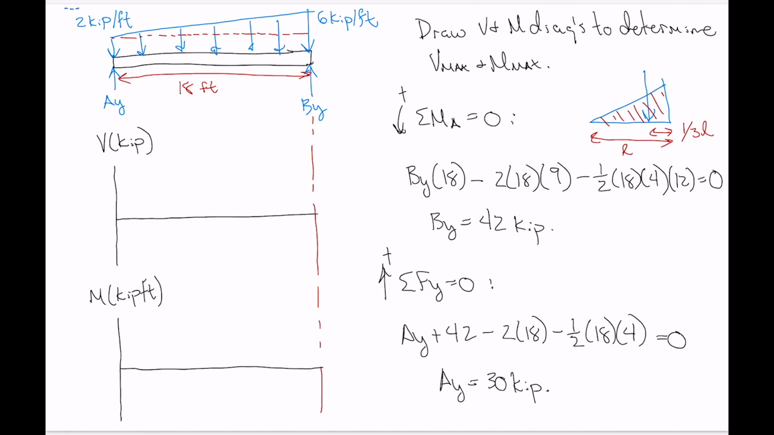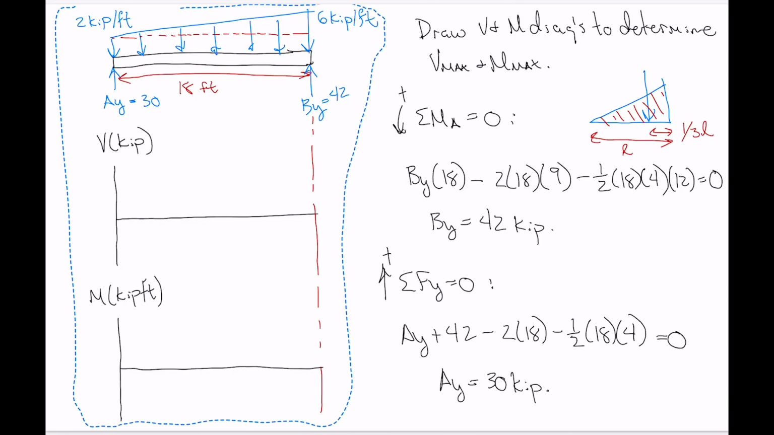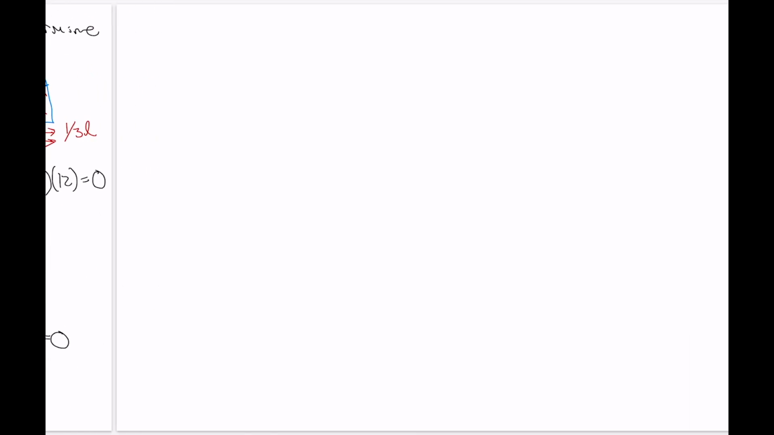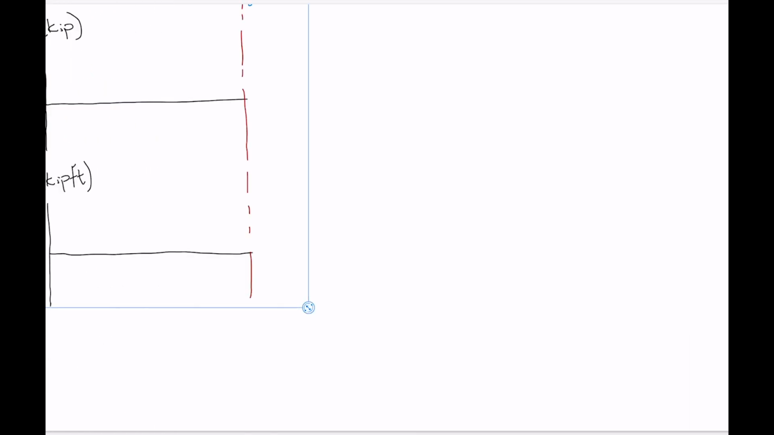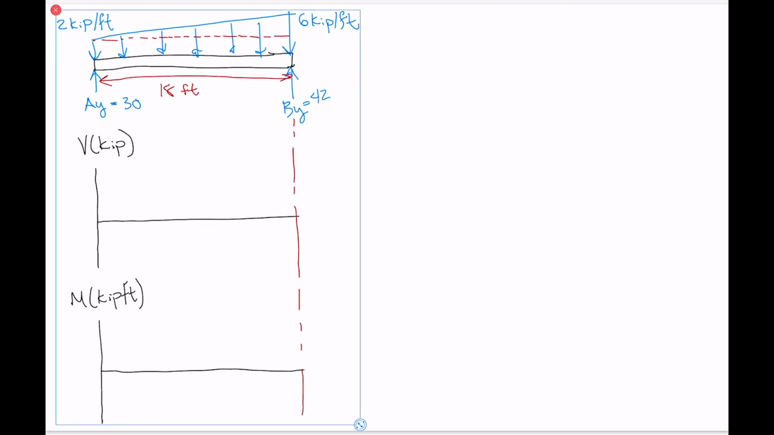So let's do the same old thing. Oh, actually, before we copy paste that, let's write in our support reactions so we take those with us. So we've got 30 here and 42 there. Great. Okay, now let's take the whole thing with us to the next page. Okay, copy. Okay, new page and paste. Great. Okay, so now let's think about applying the rule that we needed to apply.